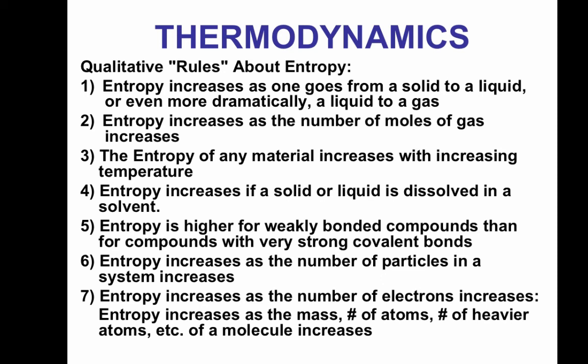It increases as electrons increase, and entropy increases as your mass, number of atoms, number of heavier atoms, or things like that increases. Okay, so you have a lot of ways that entropy can increase. Again, I can't stress enough, think about it in terms of particle diagrams that we've looked at. Think back to the kinetic molecular theory with gases. Right? Entropy is all about how disordered something is.